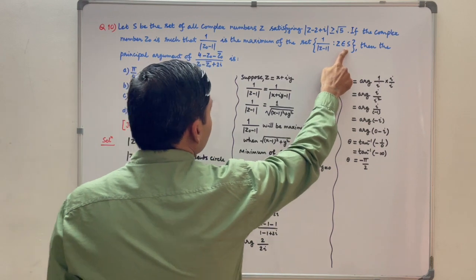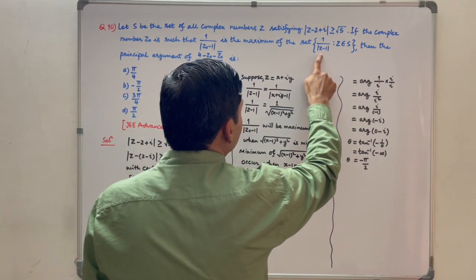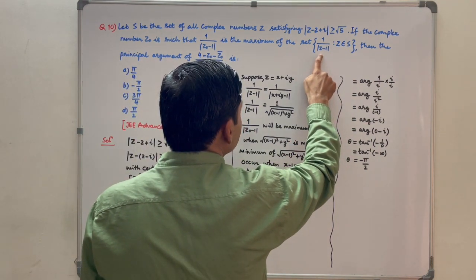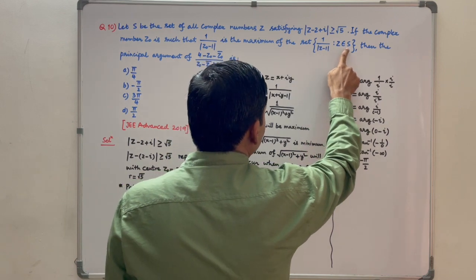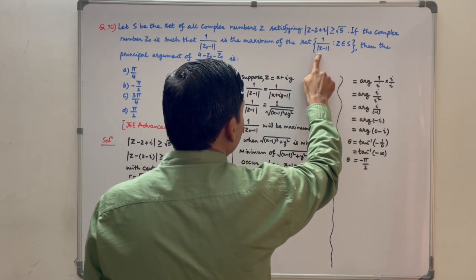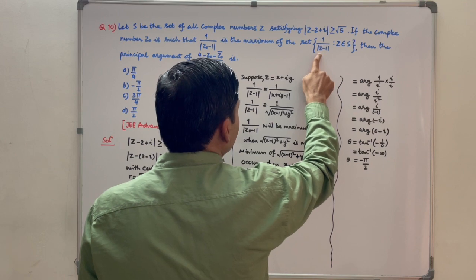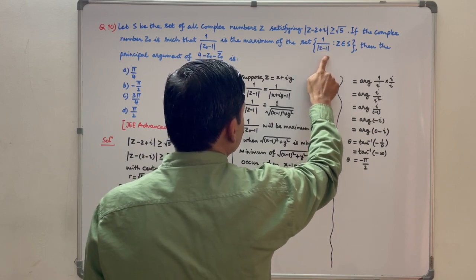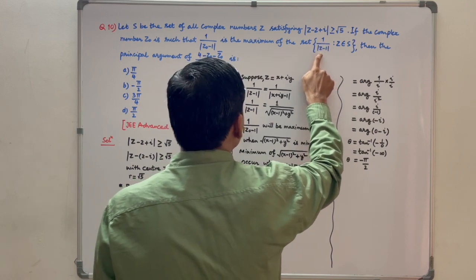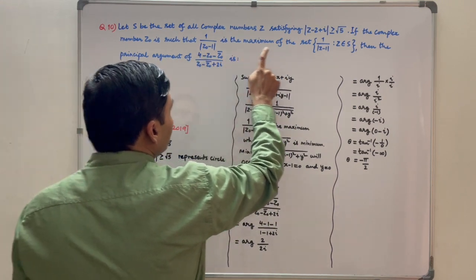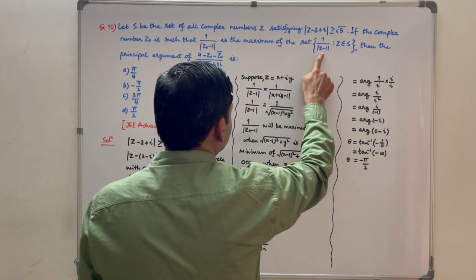Set S consists of all the elements which are of the form 1 upon mod z minus 1. So elements of S will be something like 1 upon mod z1 minus 1, 1 upon mod z2 minus 1, 1 upon mod z3 minus 1, and so on. We have to find the maximum value of 1 upon mod z minus 1. At maximum, z is equal to z0. So let us first simplify this.